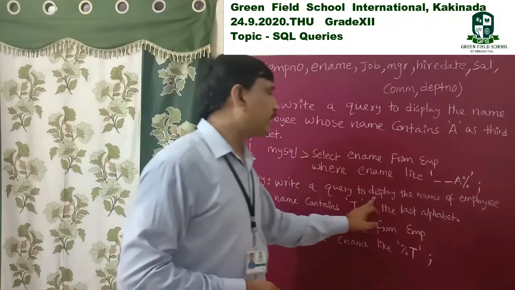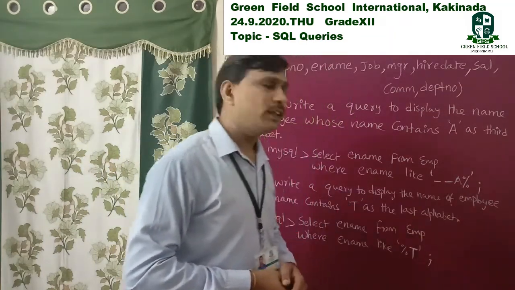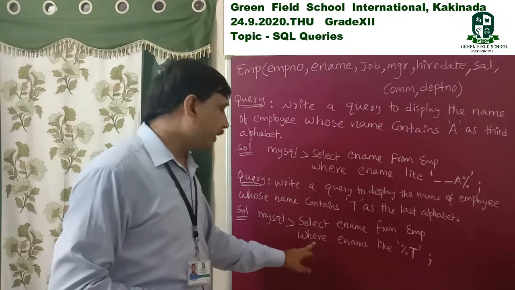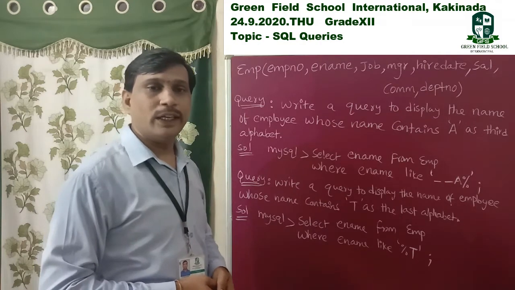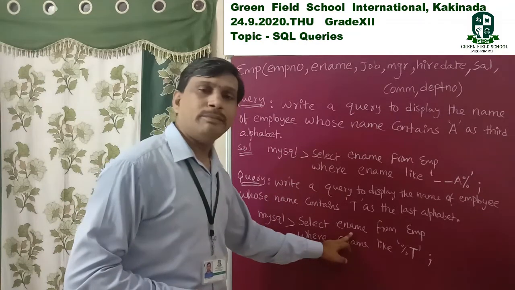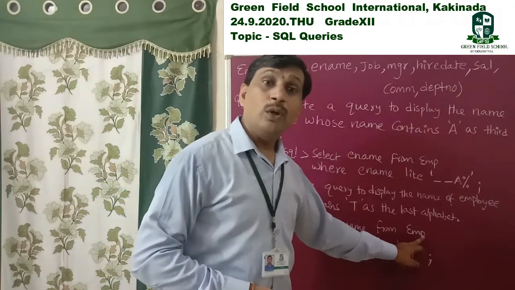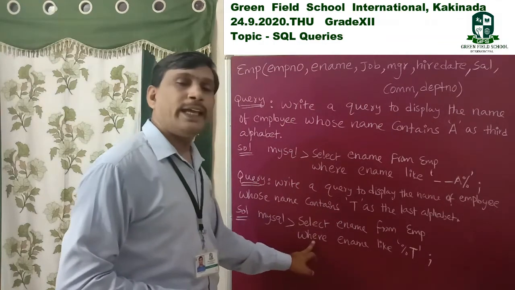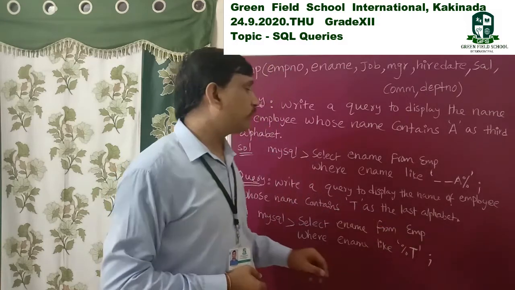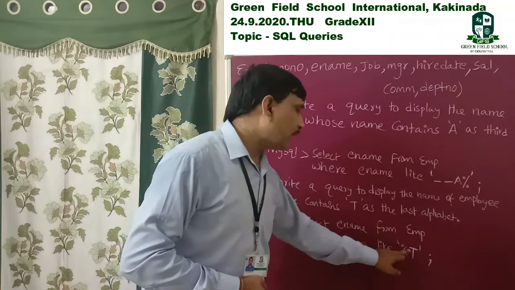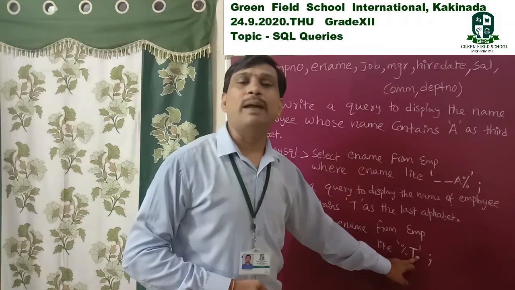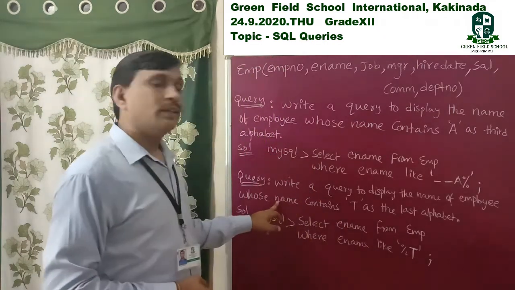So they are asking: write a query to display the name of employee. So select ename, the name of the employee, whose name contains, where ename contains. From which table? From the EMP table. So where ename contains which pattern? They are specifying some pattern. We specify that pattern by using the LIKE operator. LIKE is an operator. Here we specify some pattern. So they have given some pattern.